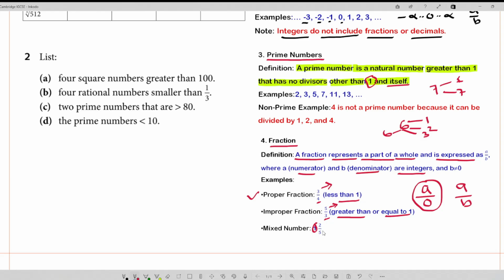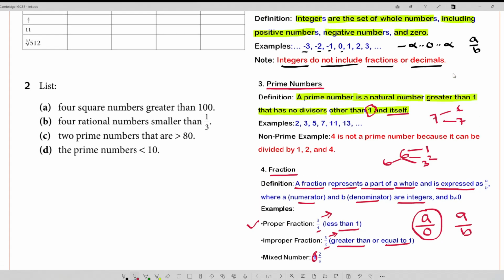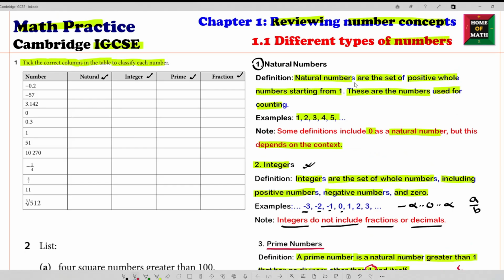Okay, so we have discussed the different types of numbers. Now we will start ticking the correct columns. First, here is minus 0.2. Once we see the minus, we think, is it an integer? But integers have no fractions, so the correct answer is that it is a fraction.